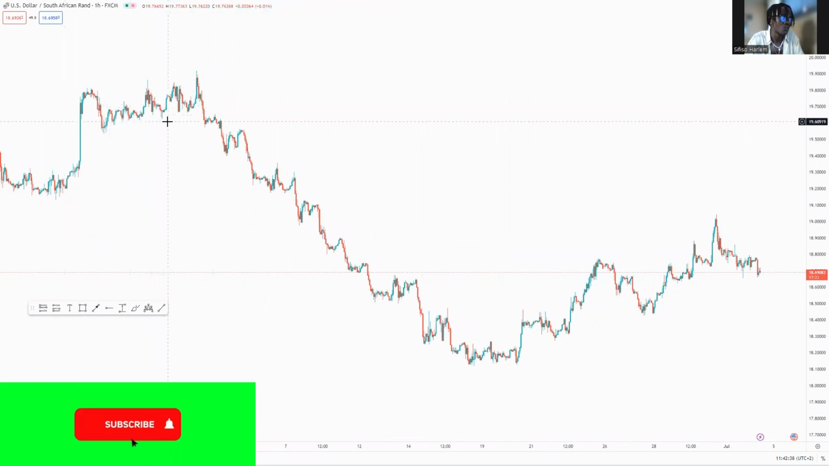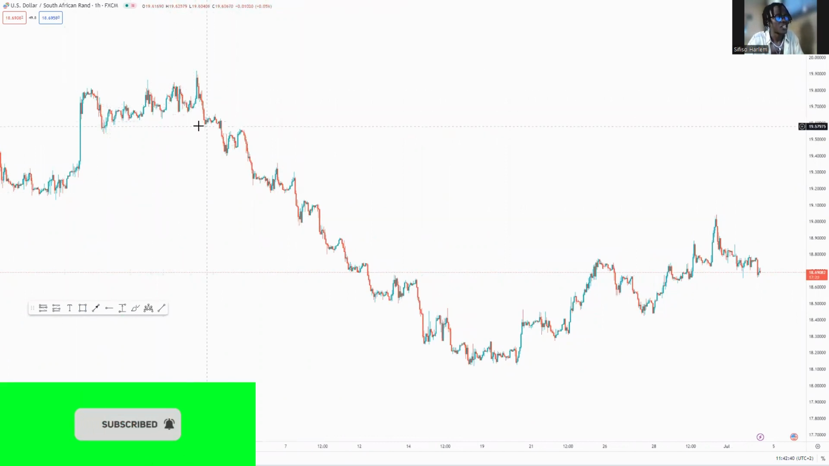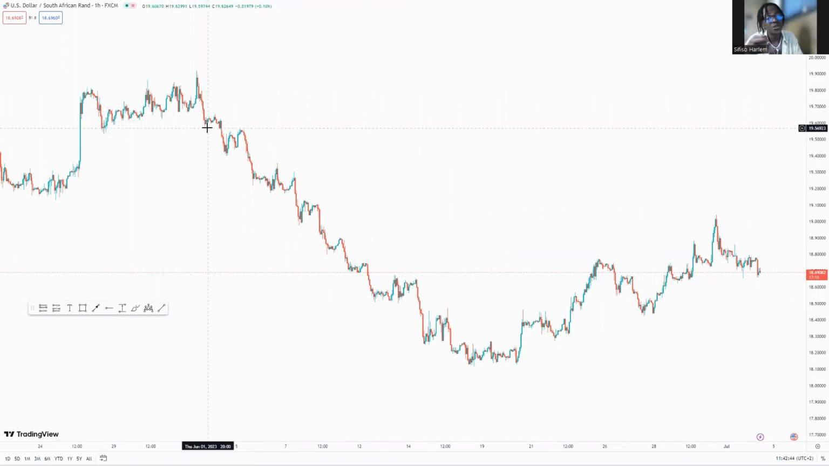Now price clearly confirmed to us that we might be looking for a potential continuation, a potential reversal to the downside, right? One, price has been failing to break resistance. Two, price broke below support, meaning from the correction we had, price broke below support, right?